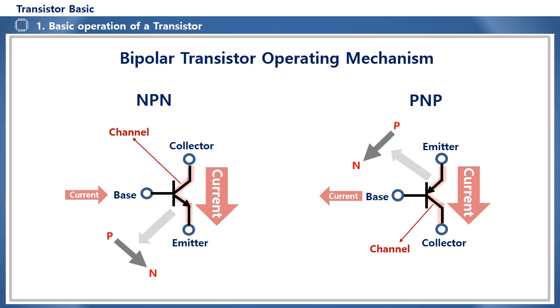At this time, the direction of the control current is determined by the voltage, so to turn on the NPN, you apply a high voltage to the base, and to turn on the PNP, you apply a low voltage to the base.